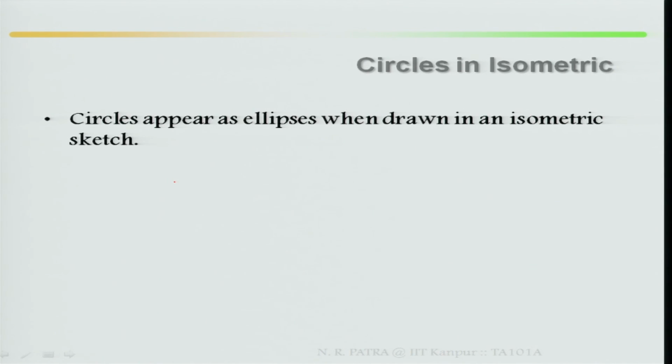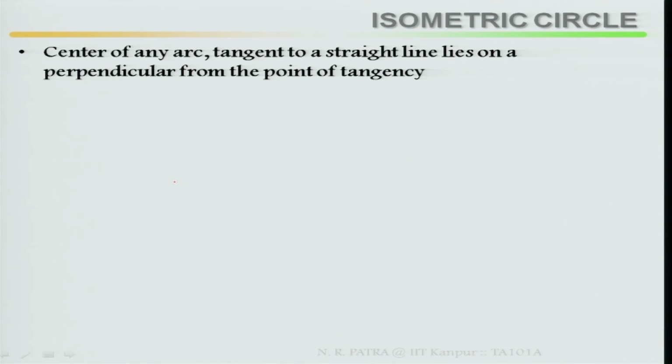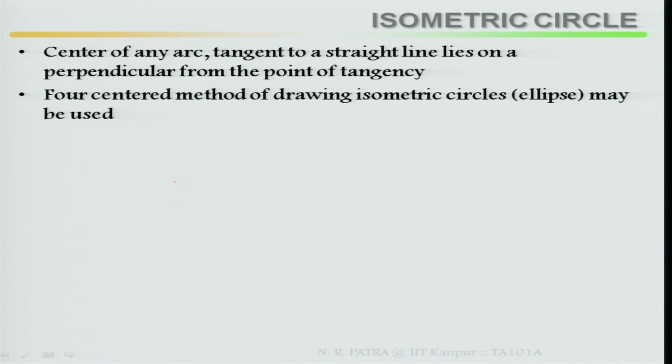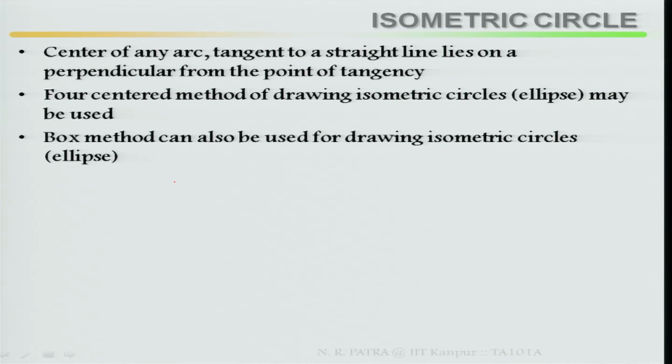Then come to the next part, circles in isometric. Circles appear as ellipses when drawn in an isometric sketch. Isometric circle: the center of any arc tangent to a straight line lies on a perpendicular from the point of tangency. Once again, the center of any arc tangent to a straight line lies on a perpendicular from the point of tangency. The four-center method of drawing an isometric circle, that is an ellipse, may be used. The box method can also be used for drawing isometric circles, that means ellipses.